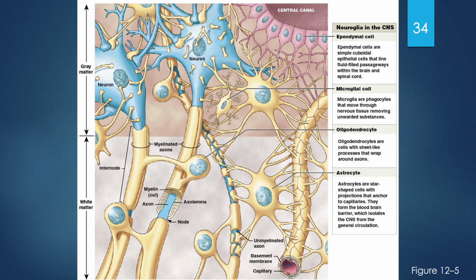This is figure 12-5 in your text, and I absolutely love this image because it shows you all of the different glial cells that are in the central nervous system. So starting from the top, you see on the right the ependymal cells. Those are the ones that have a simple cuboidal epithelium, and they line the fluid-filled passageways that are both in the brain and the spinal cord. So you can see that there they are lining the central canal right up at the very top right.